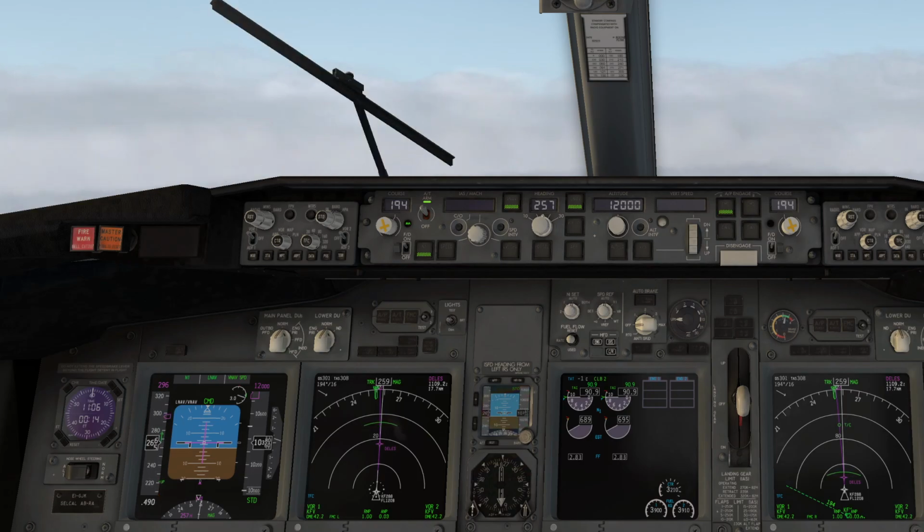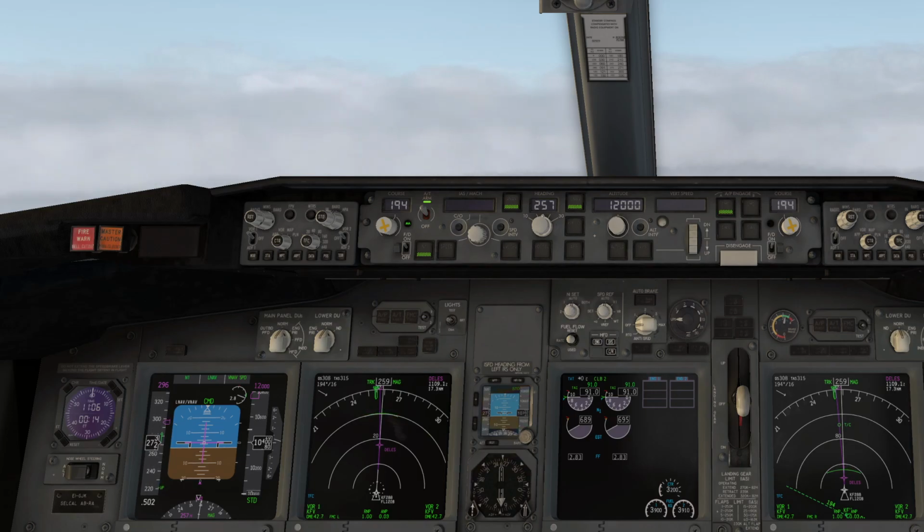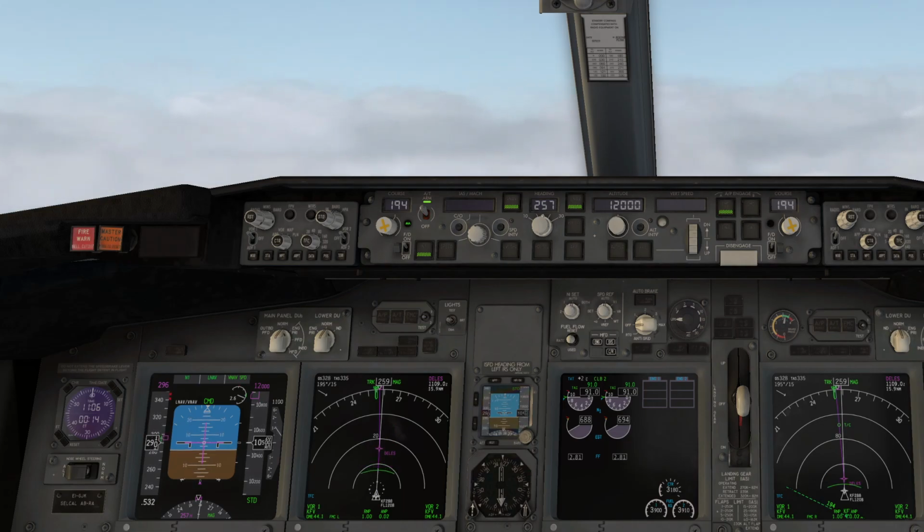Should at least maintain 500 feet to increase the speed to climb speed of 287 or 296 even. And now we restart climbing again. And we can select our cruising altitude of 32,000.